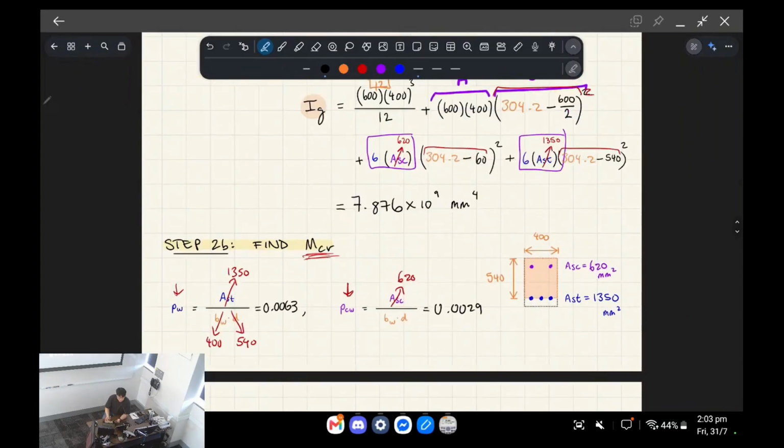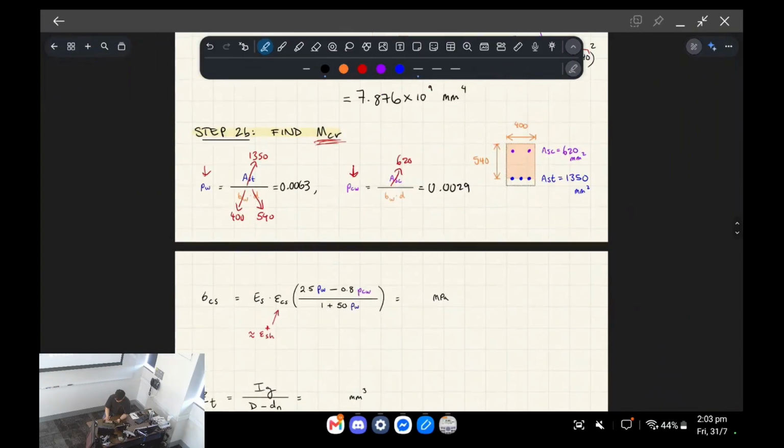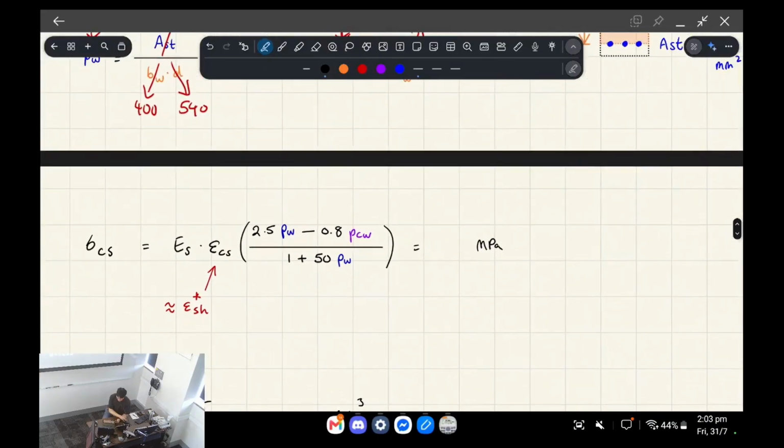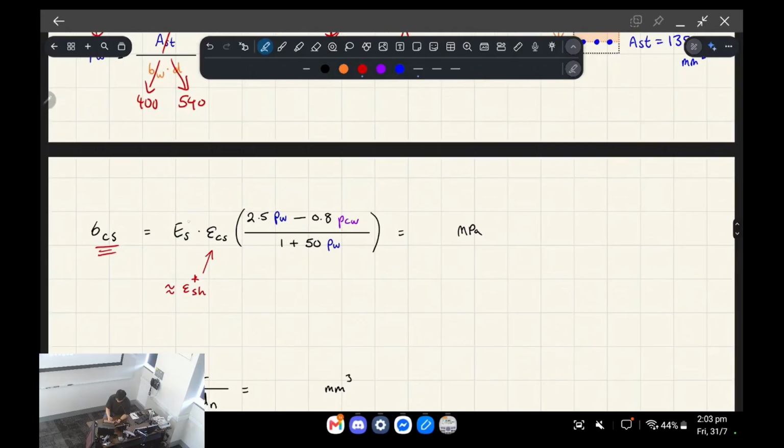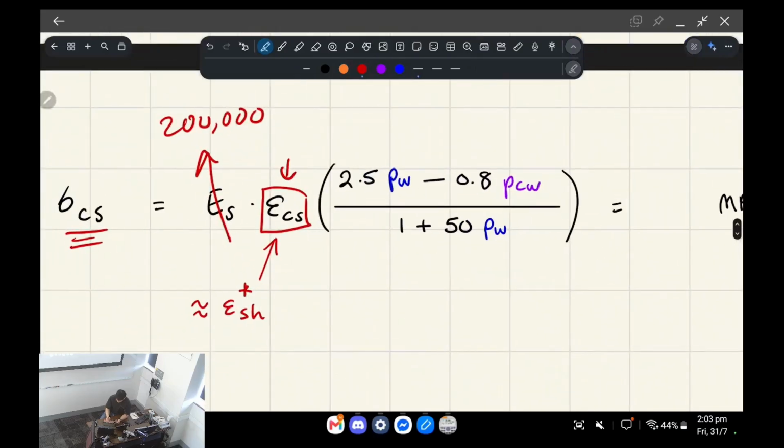Okay, any questions so far? Cool. So it's going to come into play in this next step. This is called the stress due to concrete shrinkage, the tensile stress due to concrete shrinkage. It follows this formula where you get the elastic modulus of the steel, and then the shrinkage strain of the concrete. This term is basically the long-term shrinkage strain, and this is saying that it's approximately equal to the short-term shrinkage strain.